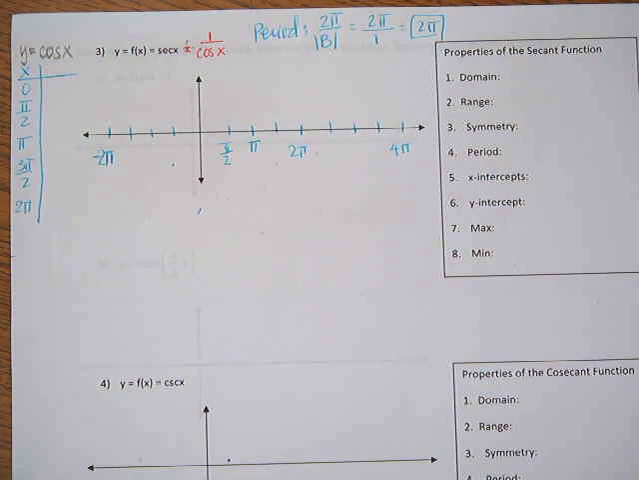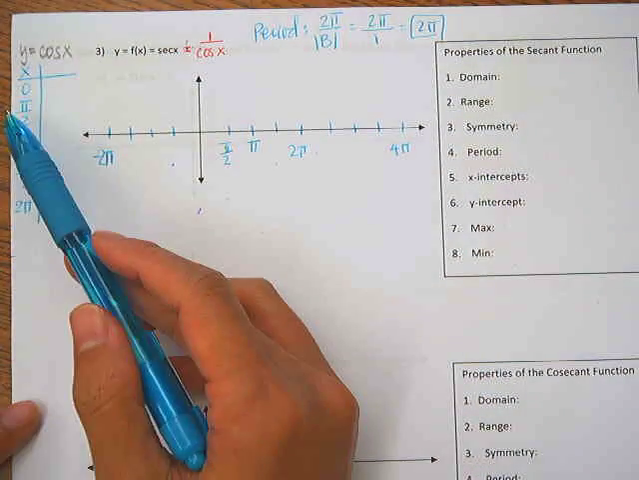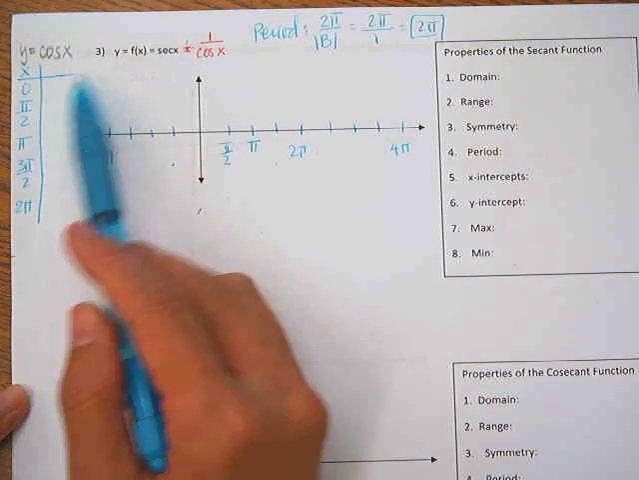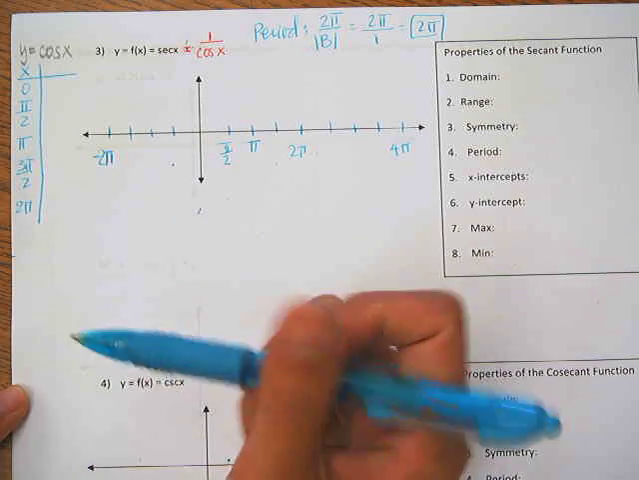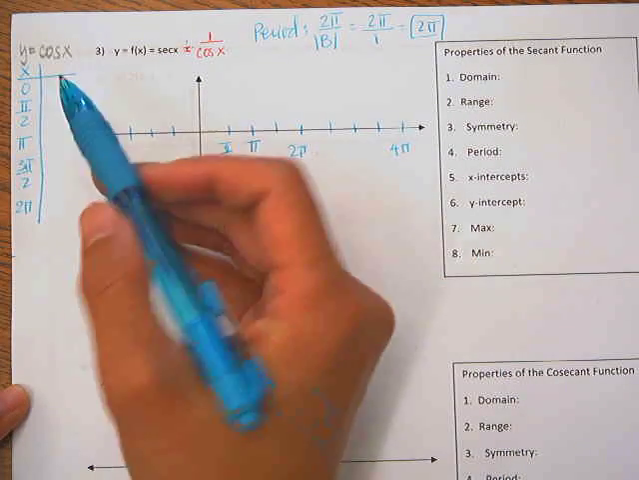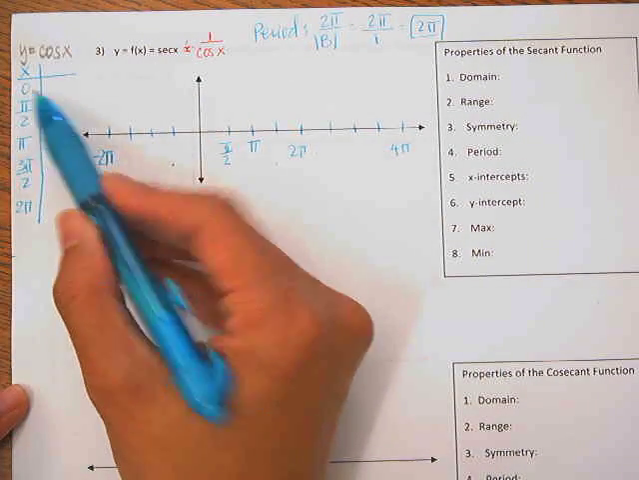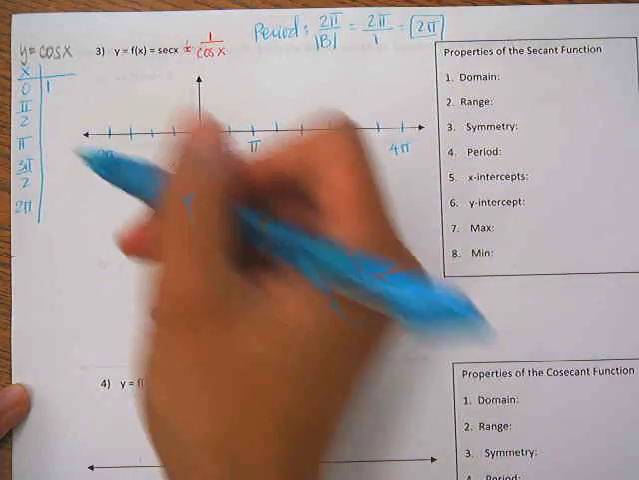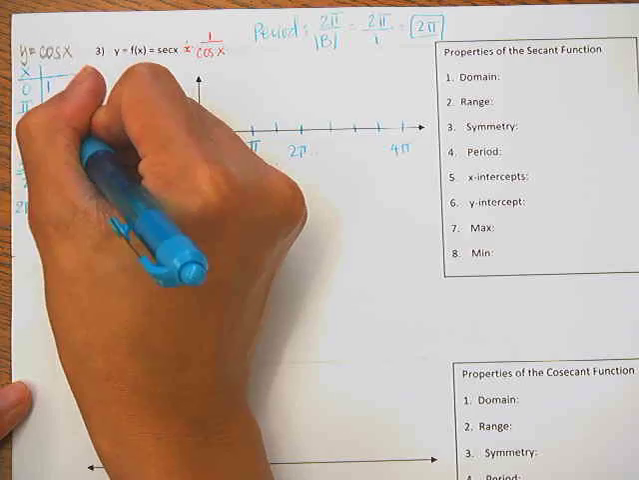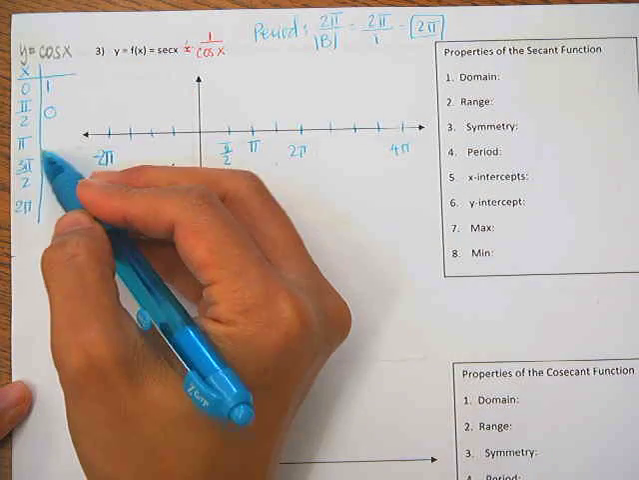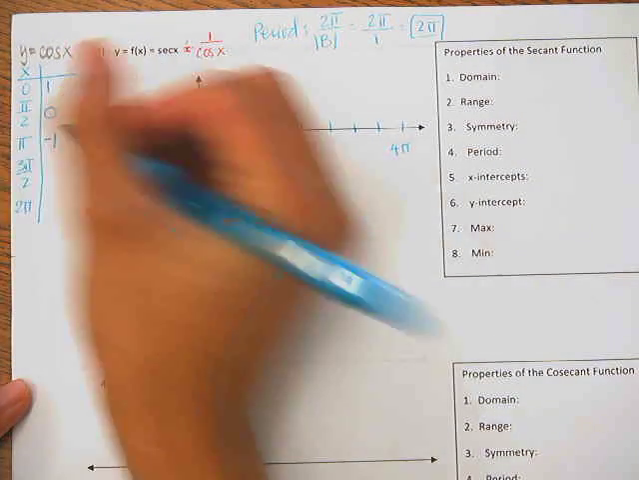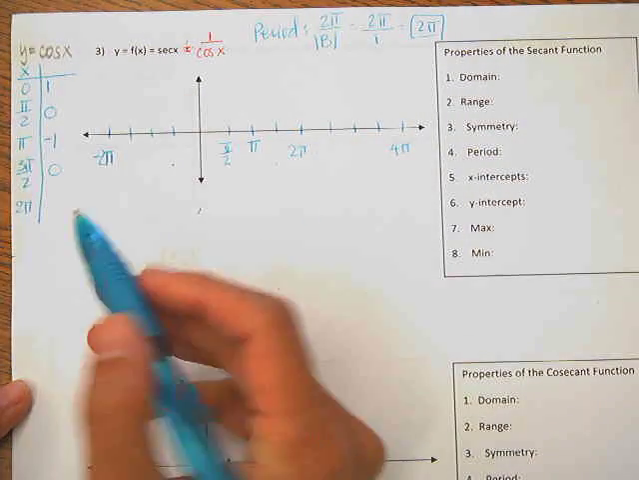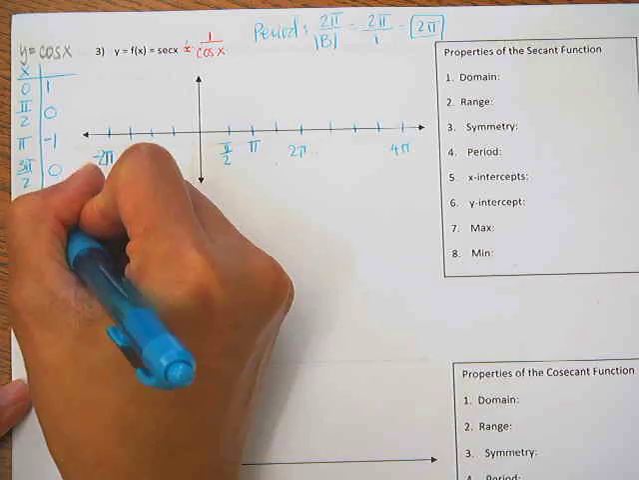Now we're going to do the parent function. But before we do the parent function y equals secant of x, I'm going to graph out cosine first, because we all know how to graph cosine really well. Cosine of 0 is 1. Cosine of pi over 2 is 0. Cosine of pi is negative 1. Cosine of 3 pi over 2 is 0. And cosine of 2 pi is 1.